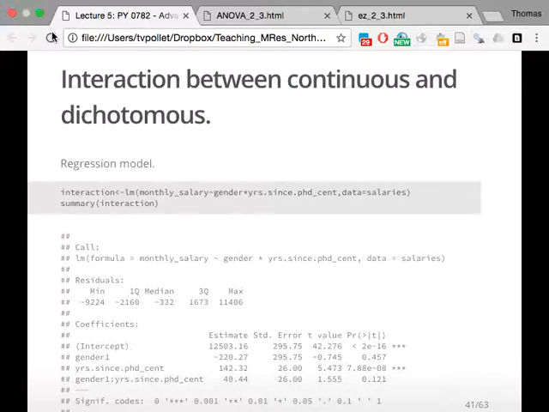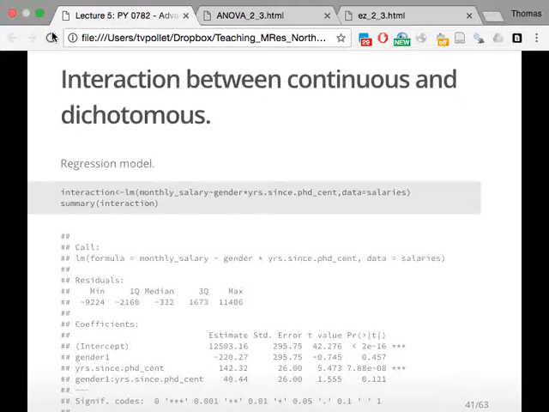What you can then do is interactions with continuous variables. These are not ANOVAs, and we don't use Car for that, because this type of sums of squares partitioning doesn't really apply, because you don't have a factorial design. You don't have type A and B; one is continuous and the other one is categorical. So it's just a linear model. But it's the same type of notation, so it's gender times year since PhD centered, and then data equals salaries.